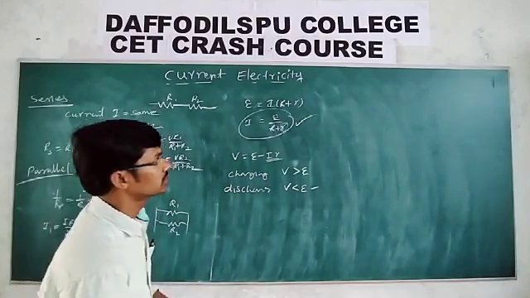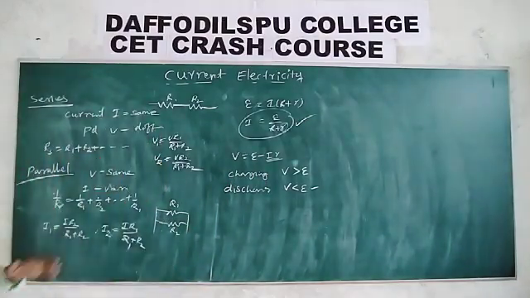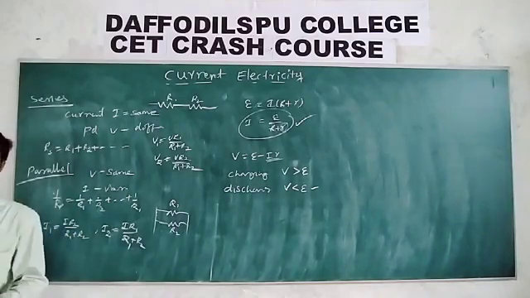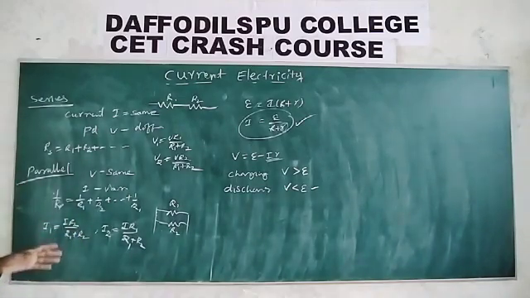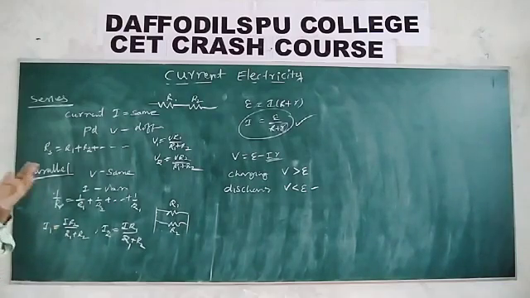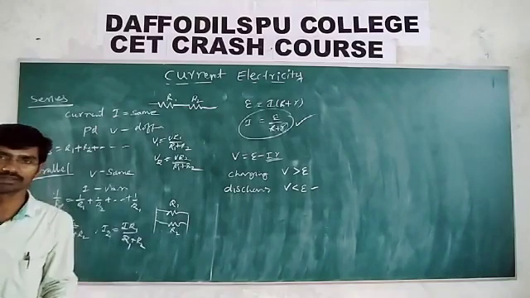So these are some parts of current electricity we have seen, and let me discuss examples based on these parts: resistance, Ohm's law, current density, and the combination of resistors. Based on this, we will discuss some examples.